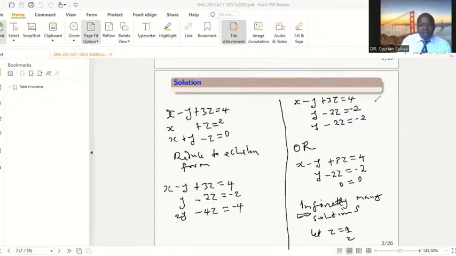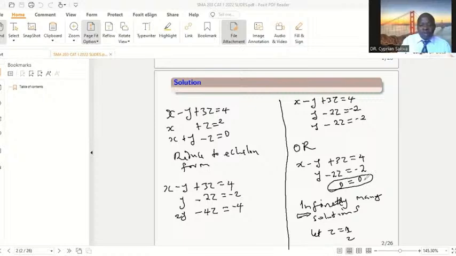Now, let's look at the next question. But this is how you are supposed to have done this question. You reduce this to echelon form, and then you look at the last row here and see if it is 0 equals 0. That means the system has infinitely many solutions. In some cases, you will find that we have a non-zero value here.